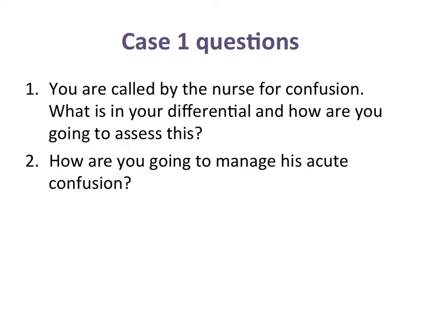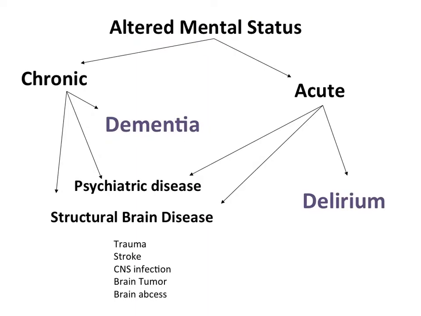We'll review the first two questions together. Number 1, you were called by the nurse for confusion. What is in your differential, and how are you going to assess this? Number 2, how are you going to manage his acute confusion? Here's how I think about altered mental status in an older patient.